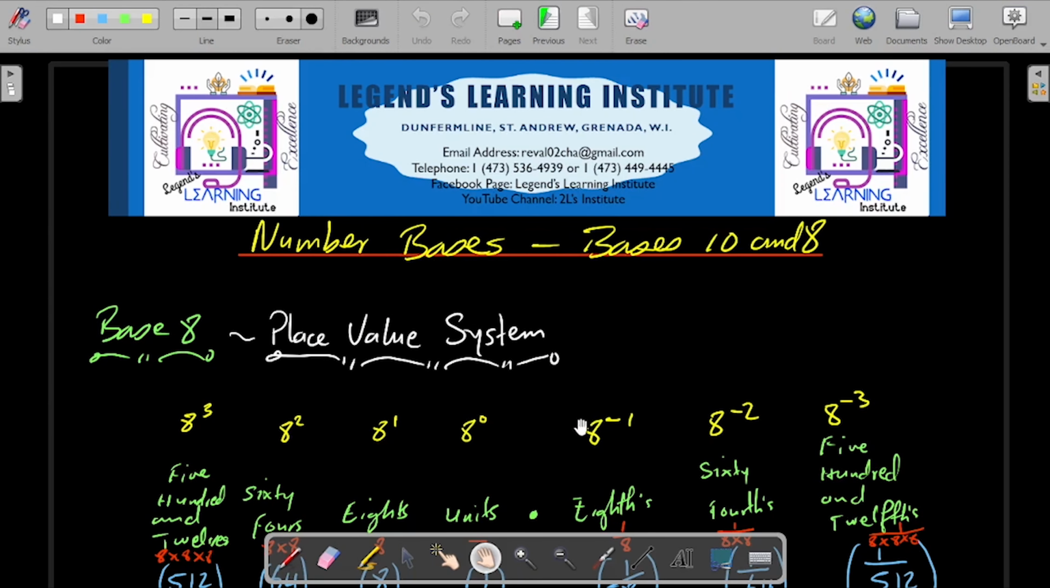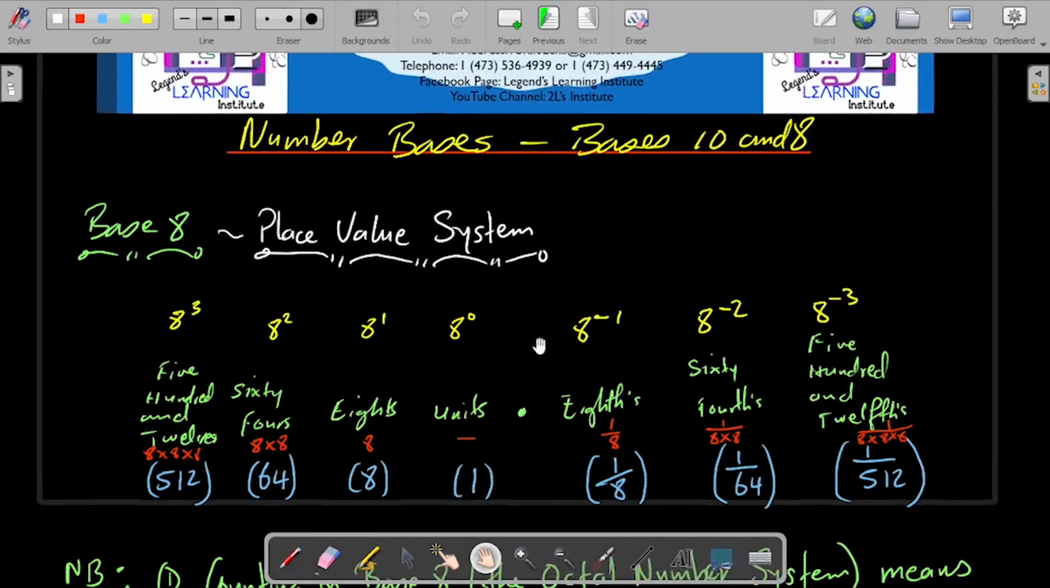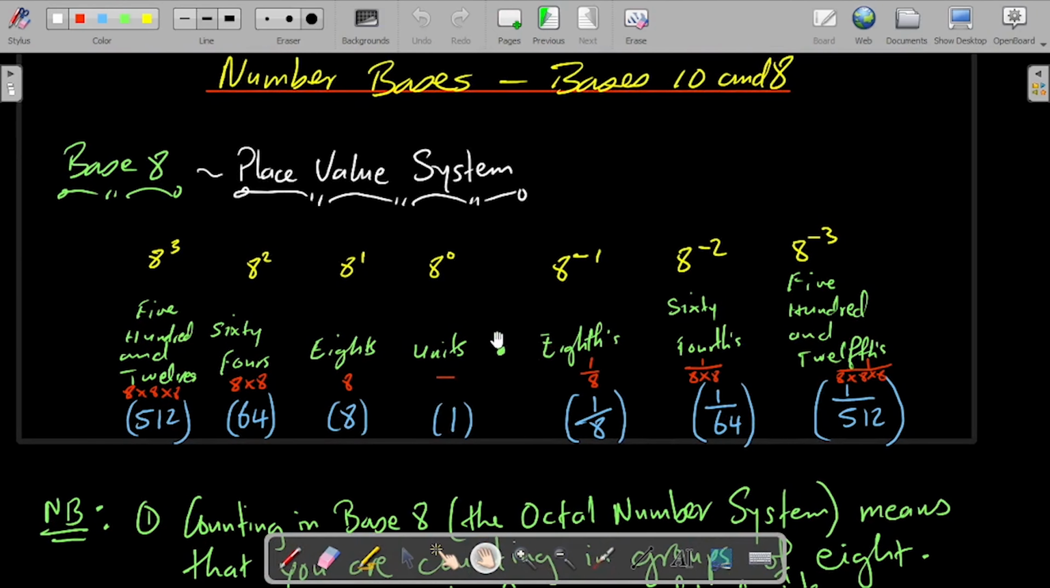Let us now look at the base 8 number system, the place value system of the base 8 number system. Okay, so we have the decimal point and we have place values to the left of the decimal point. So this is left and this is right. So we have place values to the left and to the right of the decimal point. So we're in base 8.